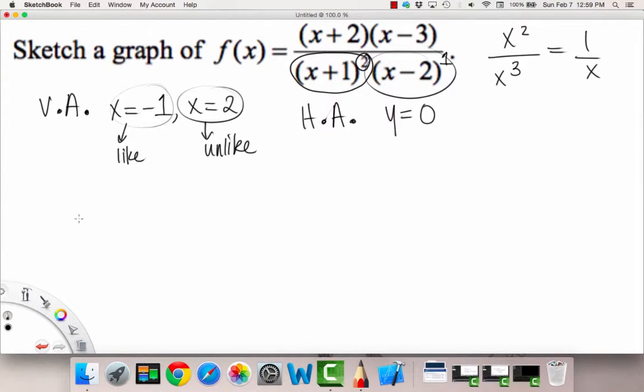Okay, so we got those out of the way. Now let's just find our vertical and horizontal intercepts just for the heck of it, because we're just going to pull out all the stops to sketch this graph.